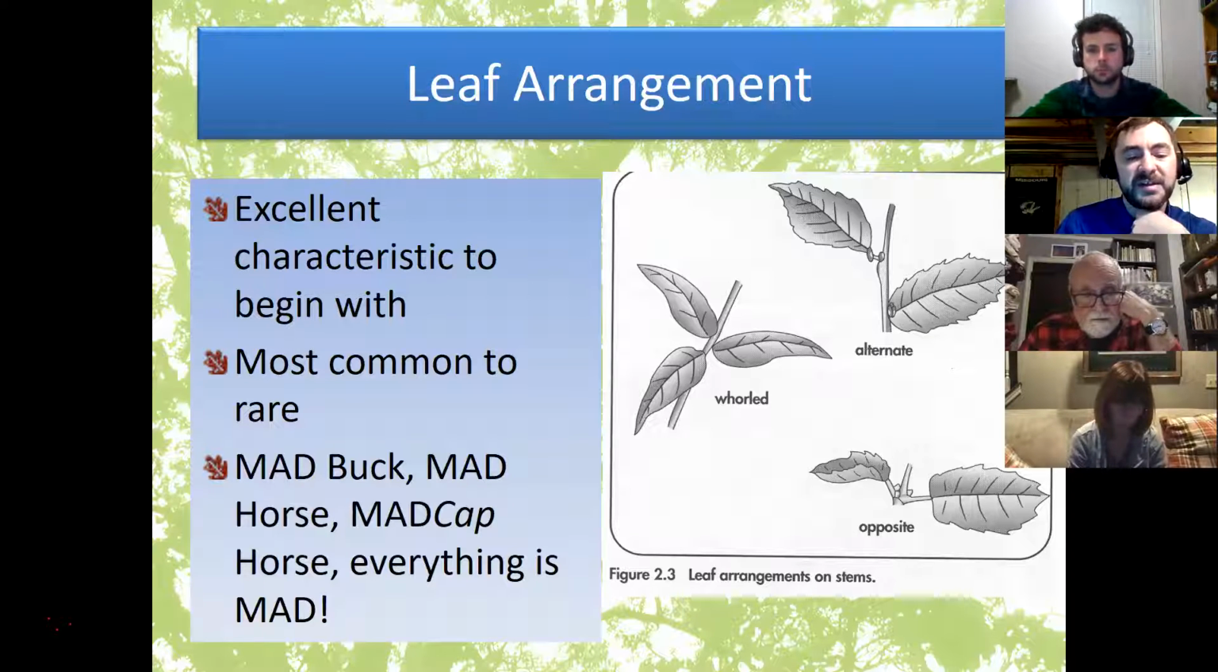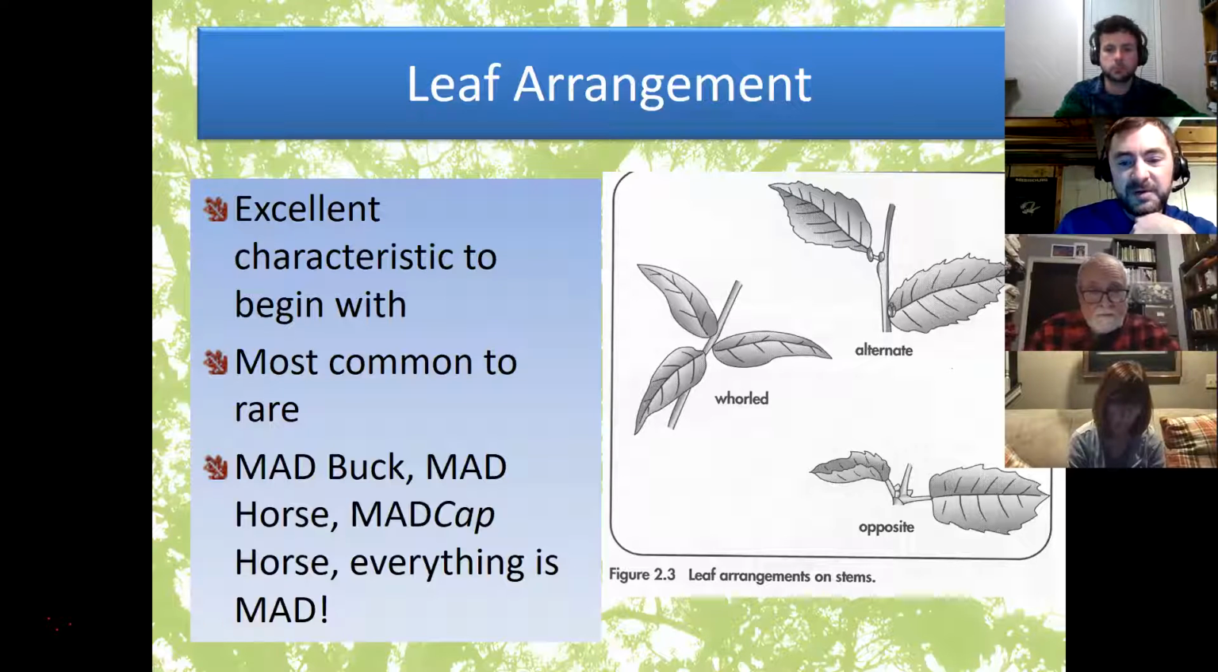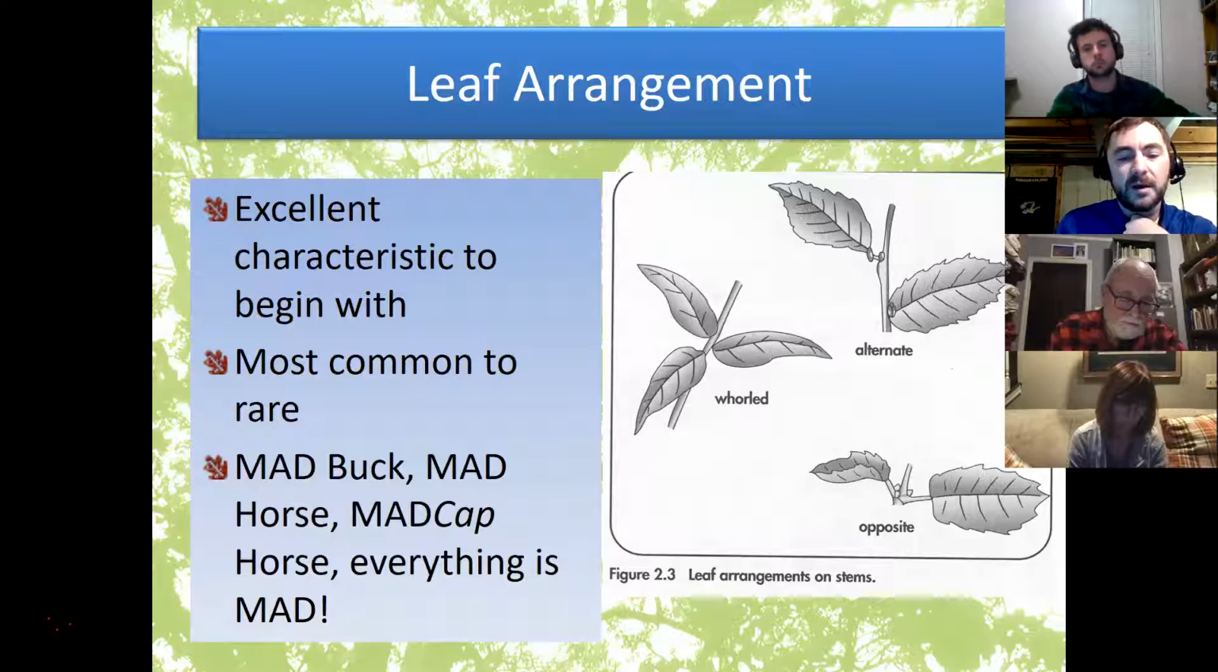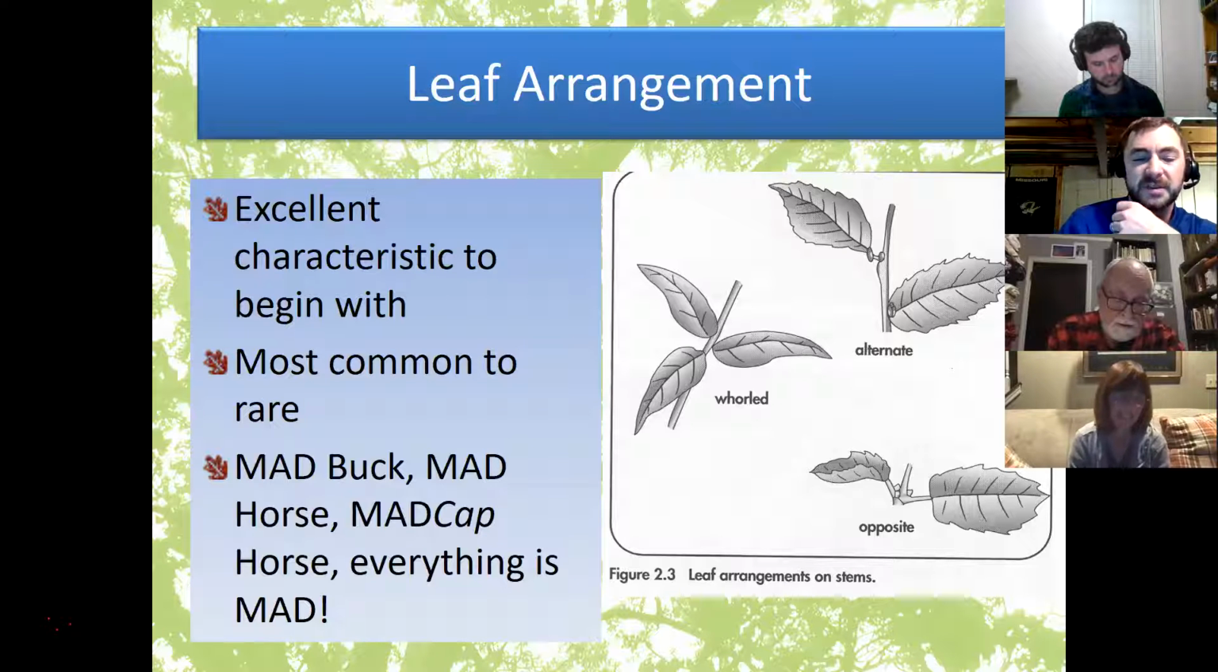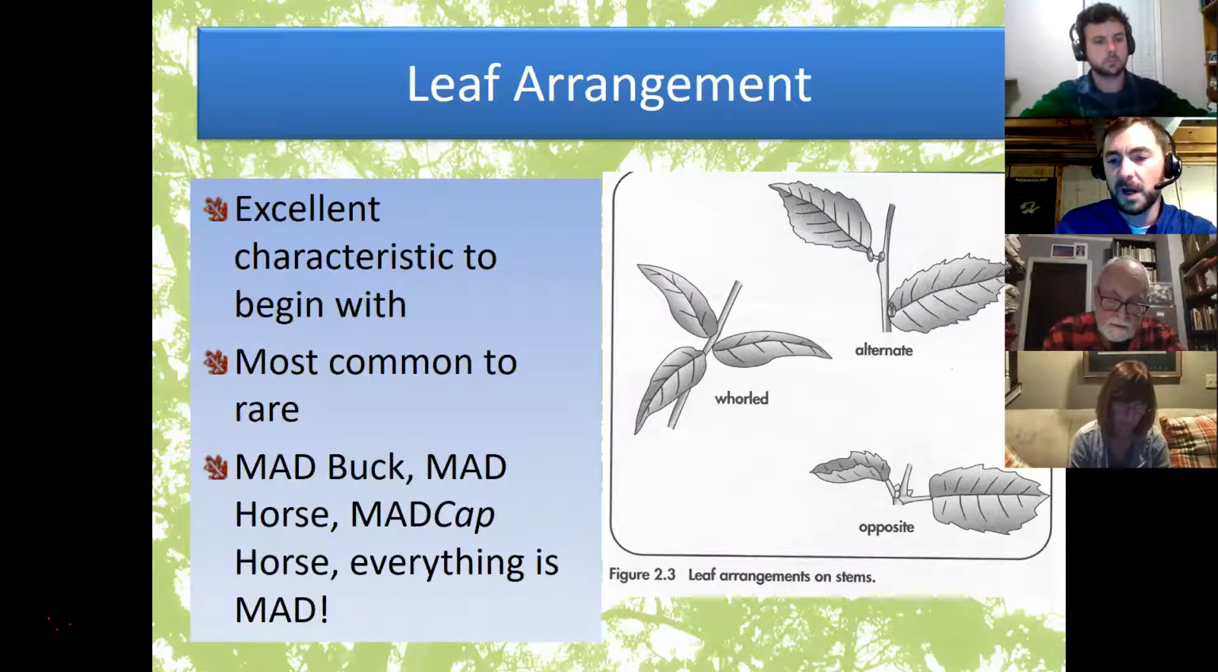The mnemonic device that I hope you leave here with, that can help you in everyday life working on this stuff, is called Mad Buck. Some say Mad Horse or Mad Cap, but just remember, everything is mad. Maple, ash, dogwood, buckeye. That describes the most common oppositely arranged trees you will come across. The other one, Mad Horse, is because I talked about horse chestnut.